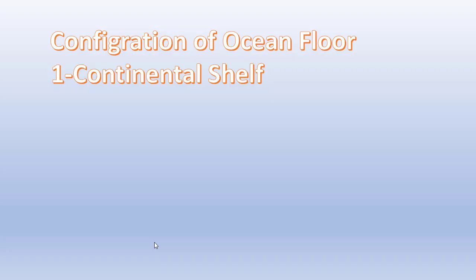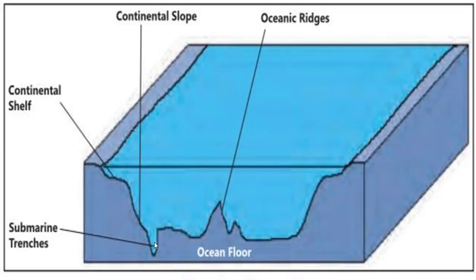First part of the ocean floor is the continental shelf. The area you can see here is the part of the continent. Continent is being extended here. So this is the part of the continent, and it has now become a part of the ocean. This is the shallow part which lies adjacent to the coastal areas. This is called the continental shelf, right?